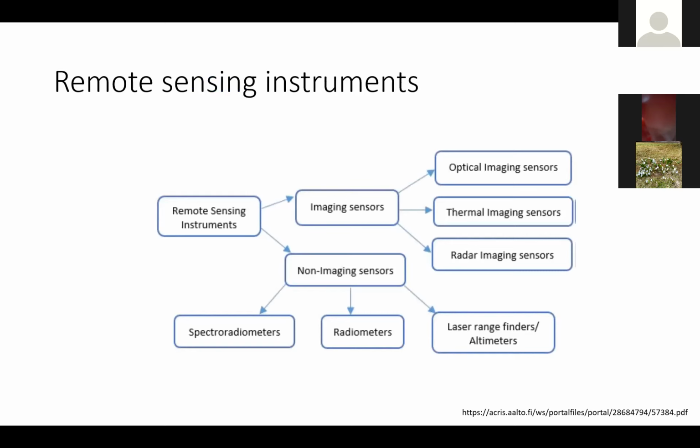Remote sensing instruments can be divided into two big groups, imaging sensors and non-imaging sensors.